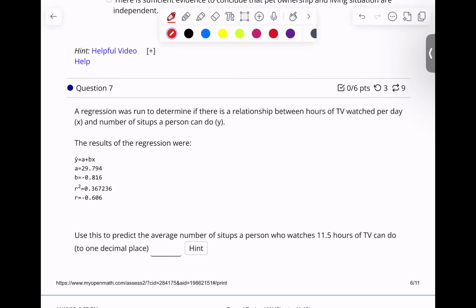That's what these are. Y hat is A plus BX. And A is 29.794. And B, the slope, is negative 0.816. And we're going to replace the X with 11.5. So we want to know the average number of sit-ups I can do if I watch TV 11.5 hours. So we're going to find the predicted value from our regression equation.